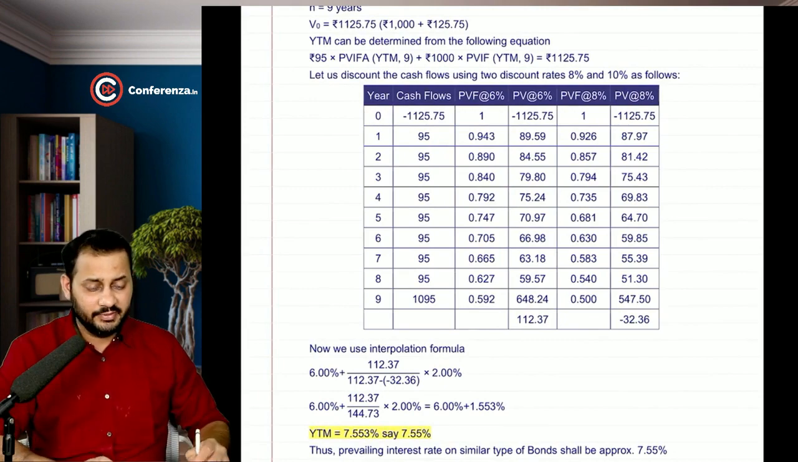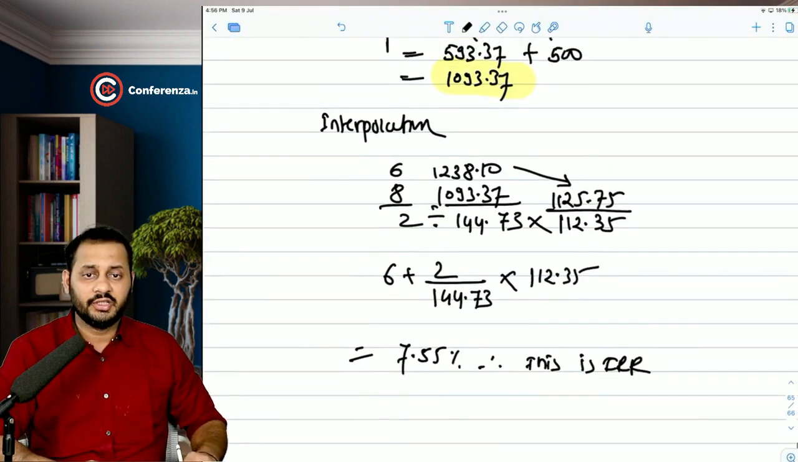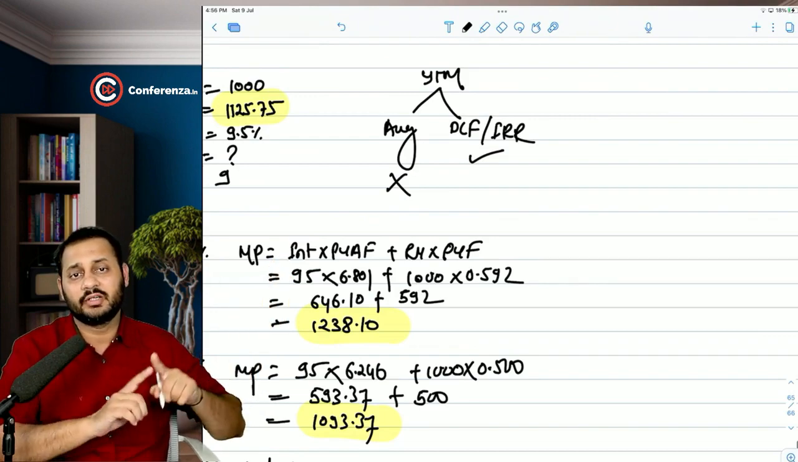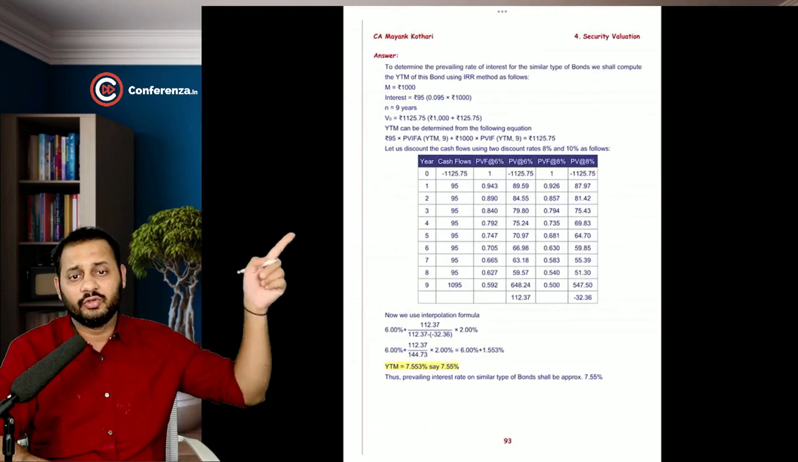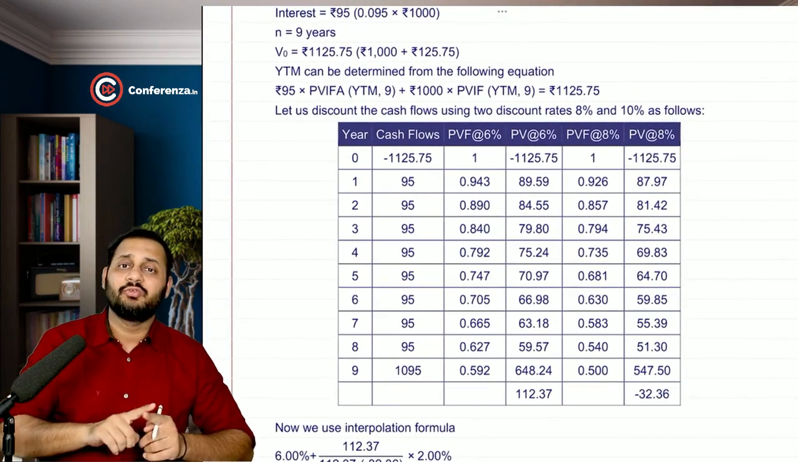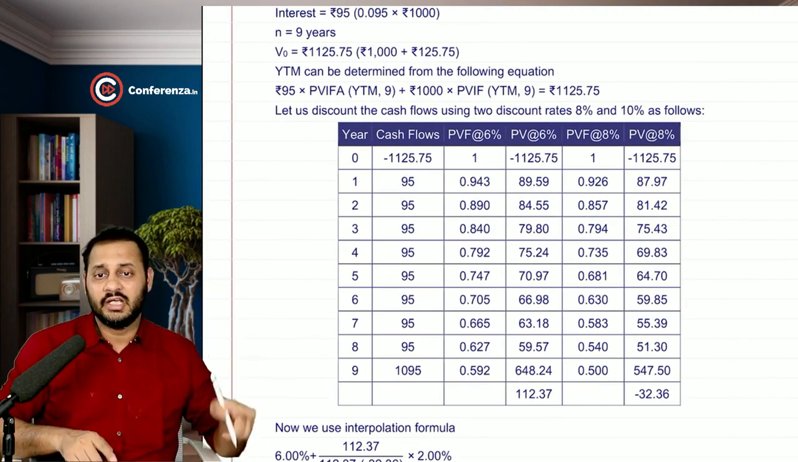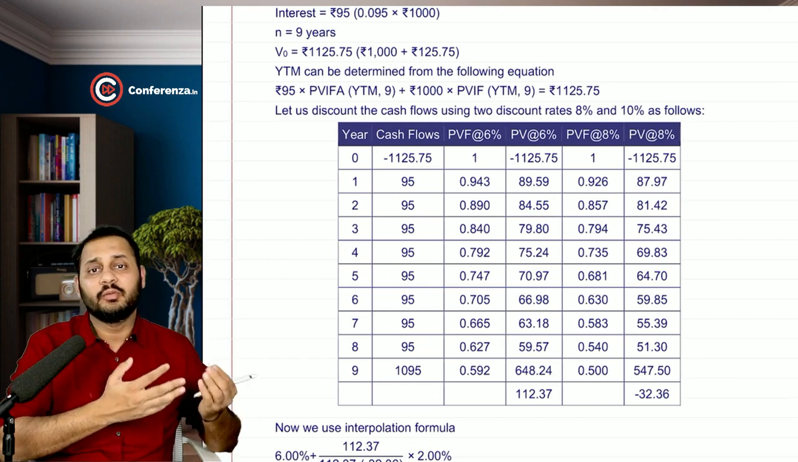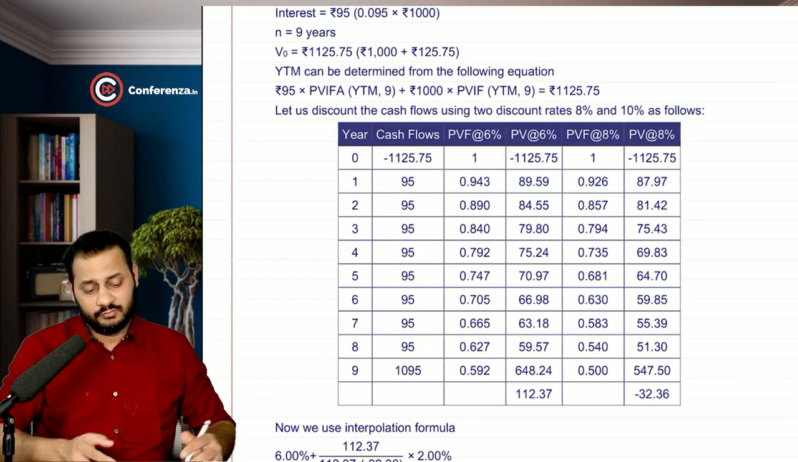You can do the calculation. Please make sure you do the calculation in an equation format by taking interest into present value annuity factor, because 95 is a cash flow which is being repeated for all the 9 years. Do not follow this table value or table format in this case. Table format has to be followed only when the cash flows are different. When the cash flows are same, do not follow this, because it is going to eat up your time in exam.